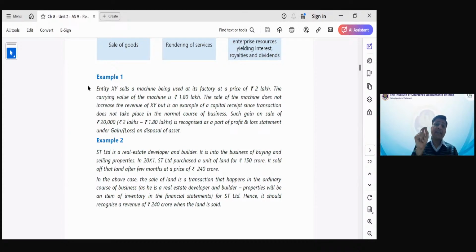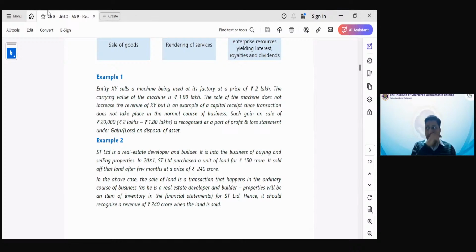Now, let's suppose entity XY has the business of, say, trading into furniture, or let's suppose manufacturing furniture because they have got a machine. What is the nature of their business? Manufacturing of furniture. So ideally, what should they be purchasing and selling? Raw material and selling the furniture. If let's suppose they are selling any item of their PPE, property, plant and equipment, what is that? Machine. So can we say that it's the business of XY to sell the machines, PPE?